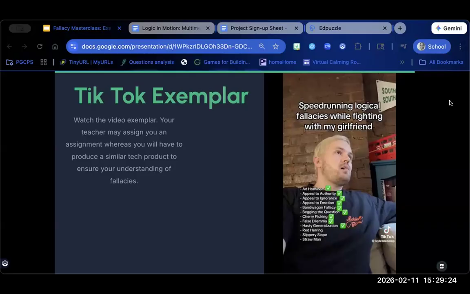A cherry picking fallacy, where ultimately people are selective within the information that they present and they ignore the full context of a situation. The begging the question fallacy, where a person takes one definition and applies it to their claim. Okay. And we talk about hasty generalizations, pretty much stereotypes and so forth.